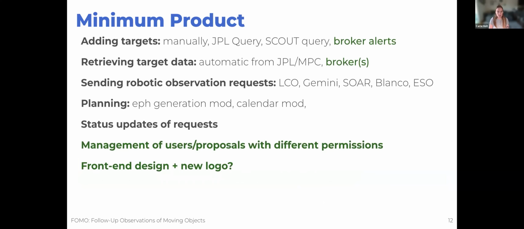Before we deploy, we want to make sure that we are able to add targets from broker alerts. They're able to do that in TOM Toolkit, but we need to implement that into FOMO, with it being more solar system specific. And also retrieving the target data from brokers. Making sure we have our management of the different users and proposals with different permission types. And then I'd like to update the front end design and maybe get a new logo.